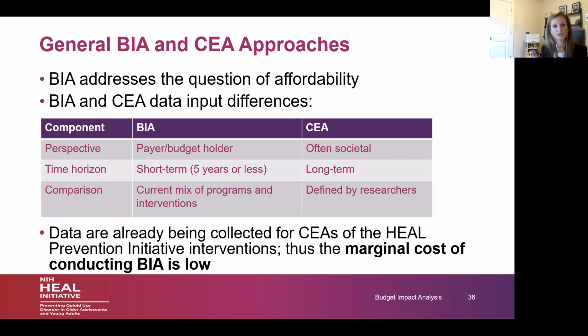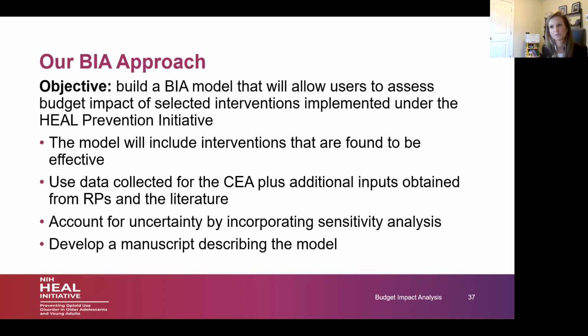So on the next slide, we talk a little bit more about the specific approach that we're using for the HEAL Prevention Initiative when it comes to budget impact modeling. As Max noted earlier in his part of the presentation, there are 10 research projects that are implementing different interventions. So our goal is to create a budget impact model that will accommodate all of the interventions that are being assessed by those research projects that are found to be effective.